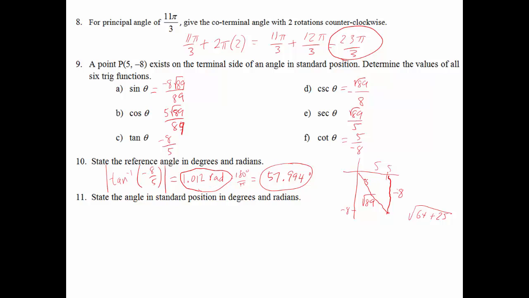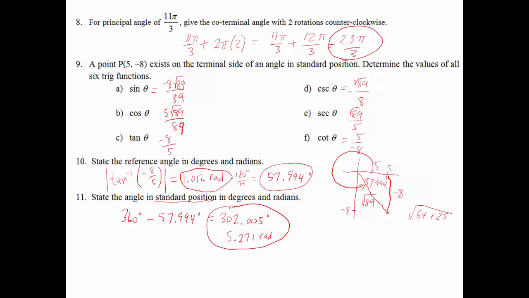Now if this was 57.994 degrees, the angle in standard position will go all the way around this way. So I want 360 minus my 57.994 degrees. And that will give me 302.005 degrees. When you convert that to radians, it will be 5.271 radians by multiplying this by pi over 180.